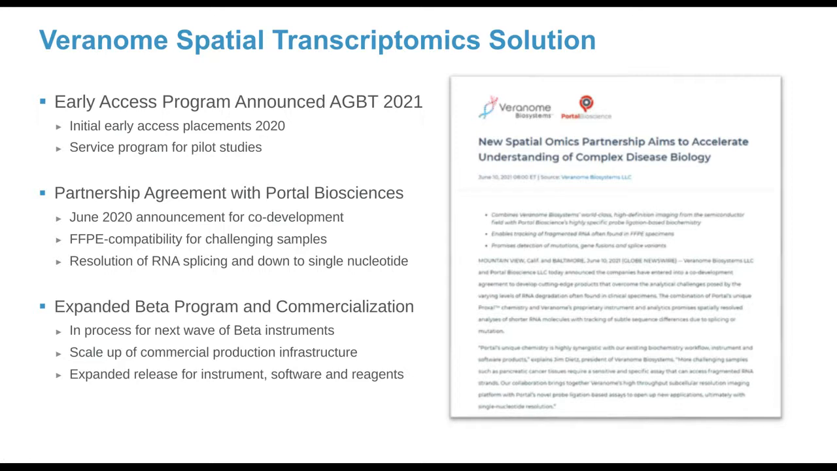Additionally, last month in June of 2021, we announced a co-development partnership with Portal Biosciences. This is to implement a second-generation assay to allow us to interrogate challenging samples such as FFPE compatibility, as well as get higher resolution of your RNA targets, including splice junctions and all the way down to single nucleotide resolution.